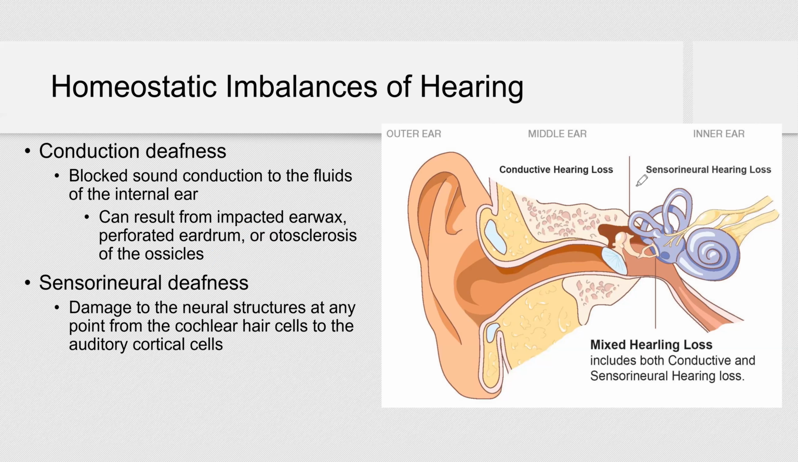Now, if problems affect your inner ear, then this is sensorineural deafness. This is damage to the internal structure at any point from the cochlear hair cells to the auditory cortical cells. So the damage can be in the receptors, in this nerve, or even in the cortex, in the temporal lobe that receives a signal from the internal ear.